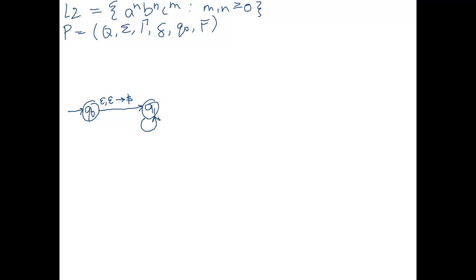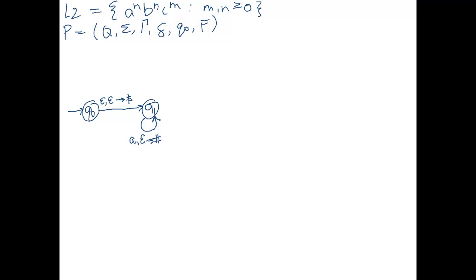Okay, so I'm going to read A from the input. I don't need to check my stack. Right now there won't be anything on it. And then what should I push? Well, notice here we need to be able to match A's to B's. So I need some kind of counter for how many A's I've read. So let's just push a $.